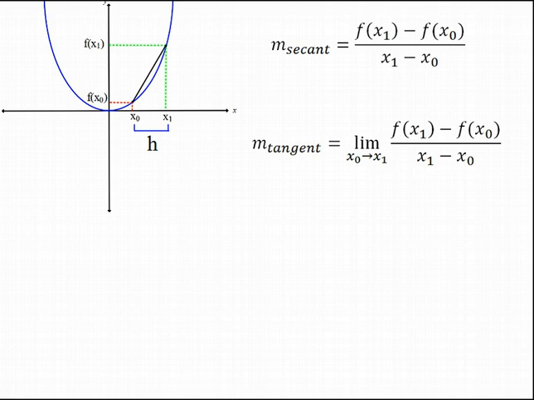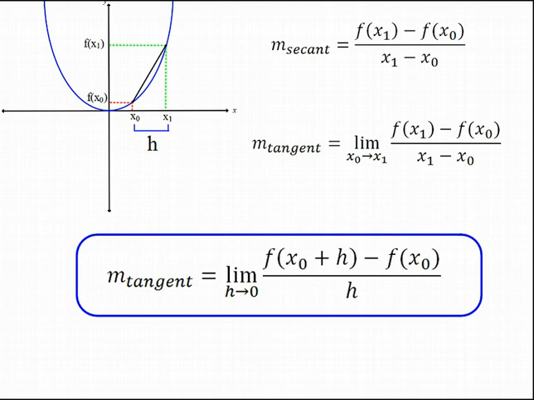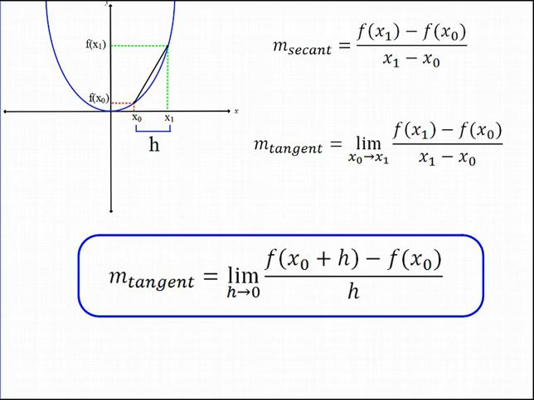And so if we do that, then we can simply say that this difference between x1 and x0 is simply h, and we can define x1 as x0 plus h. And this is where we get an expression for the slope of a tangent line defined by a limit. So this is pretty significant here.